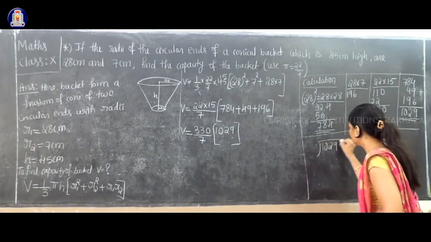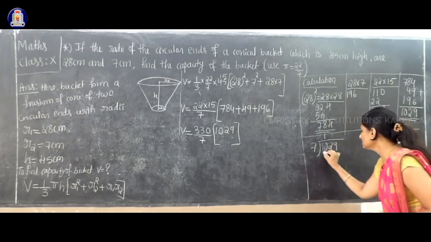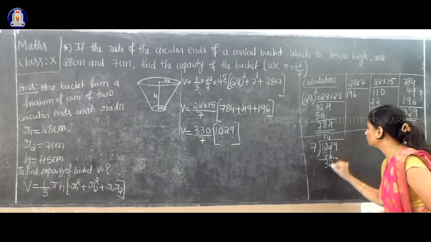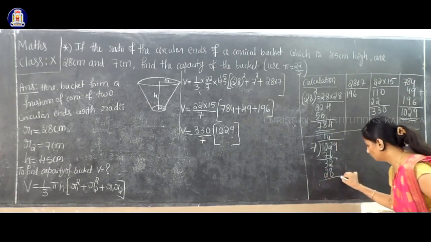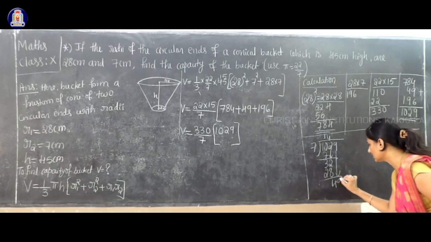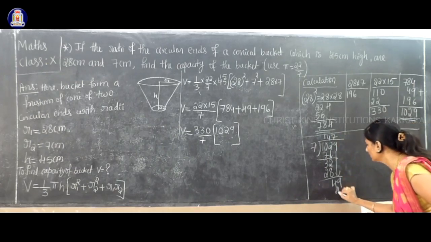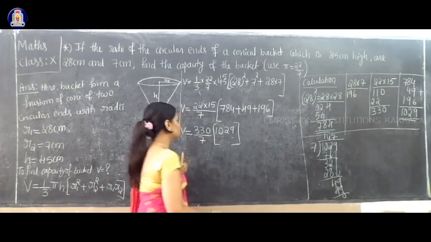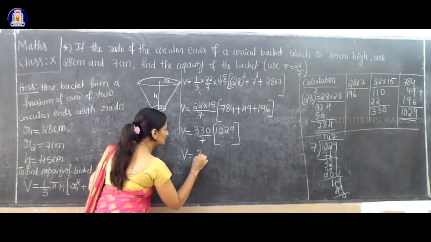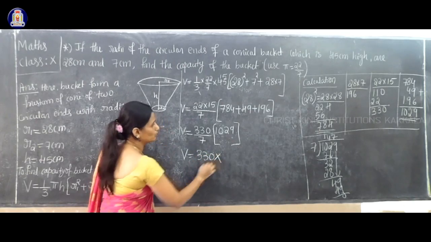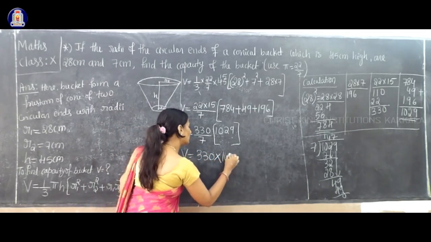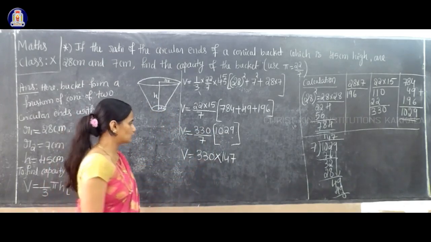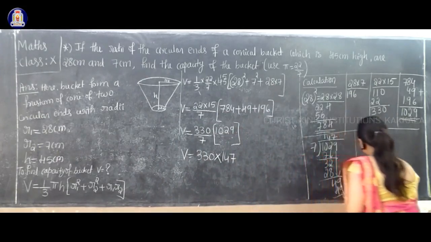1029 divided by 7. 7 ones are 7. 3 remainder, 32. Next, 7 fours are 28. 4 remainder. Next 9. 7 sevens are 49. Remainder is 0. So this 1029 divided by 7, the answer is what? 147. 147. So now next to multiply these two.